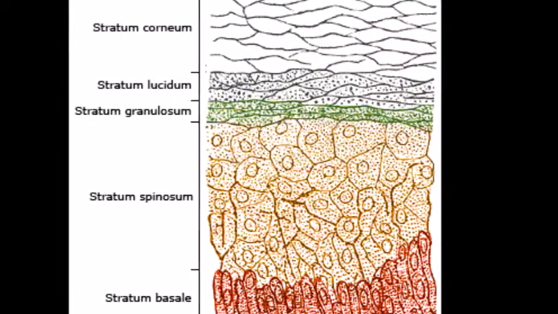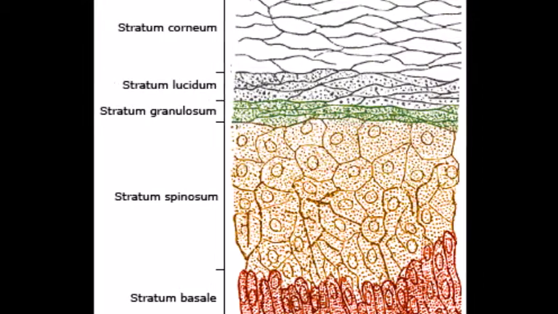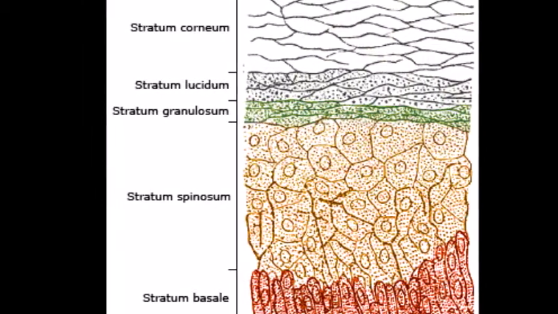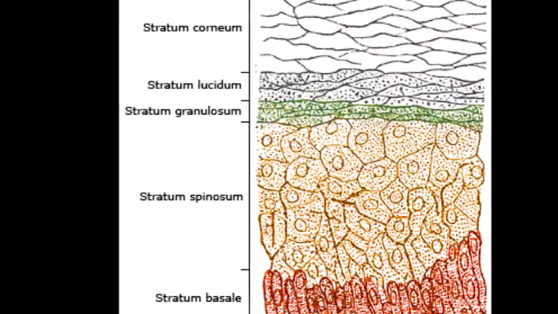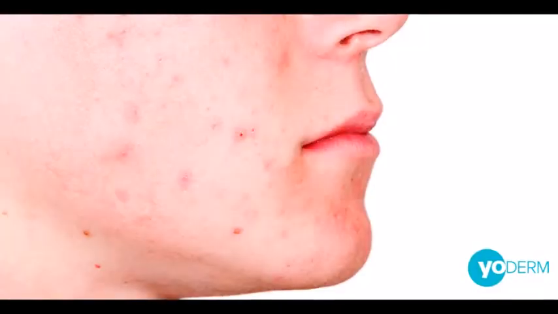There are 5 different layers of the epidermis: the stratum corneum, the stratum lucidum, which is only found in thick skin, the stratum granulosum, the stratum spinosum, and the stratum basale.